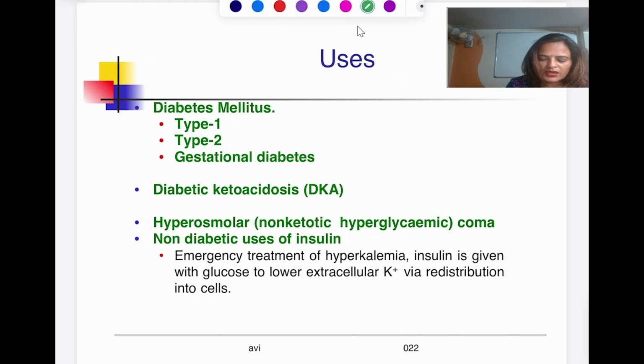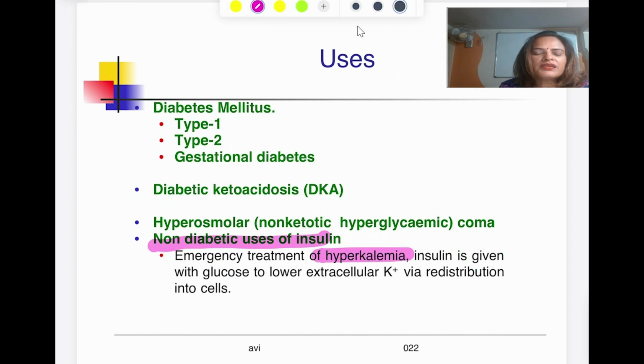Another one is, as I just told, the non-diabetic use of insulin. It is in hyperkalemia, because once we give the insulin, it is going to shift the potassium. In the treatment of hyperkalemia, once we give the insulin, it is going to shift that extracellular potassium towards the cell. So it will be driven within the cell. That leads to hypokalemia.